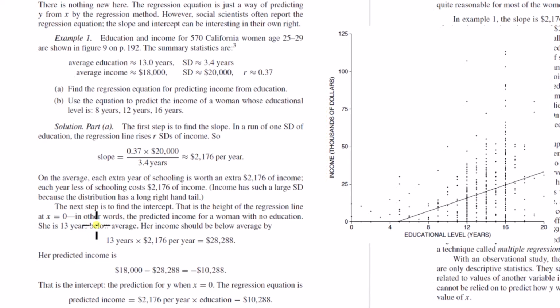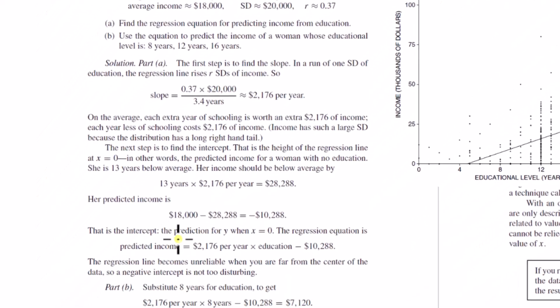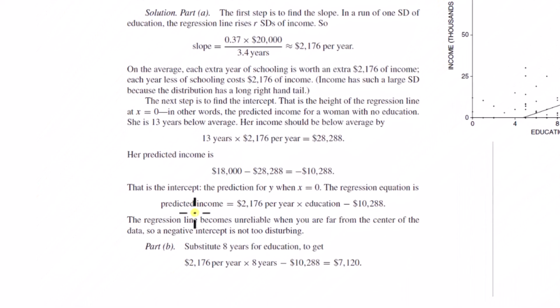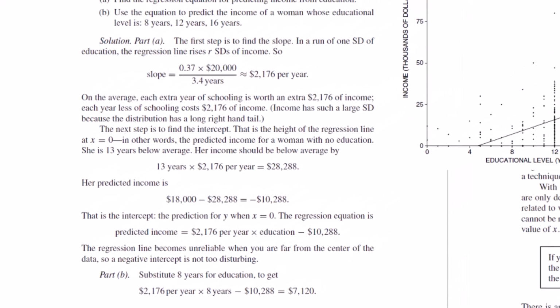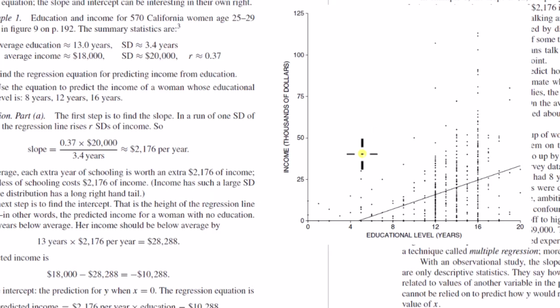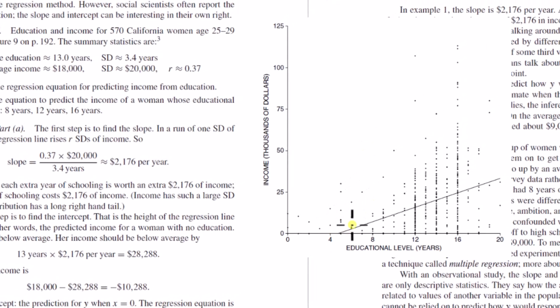So, okay, we found the equation, right? The slope times the input variable minus the y-intercept. The regression line becomes unreliable when you are far away from the center of the data. So a negative intercept is not too disturbing. I think this is a little bit different. Usually for a football-shaped diagram, you probably wouldn't ever go off the graph, right?